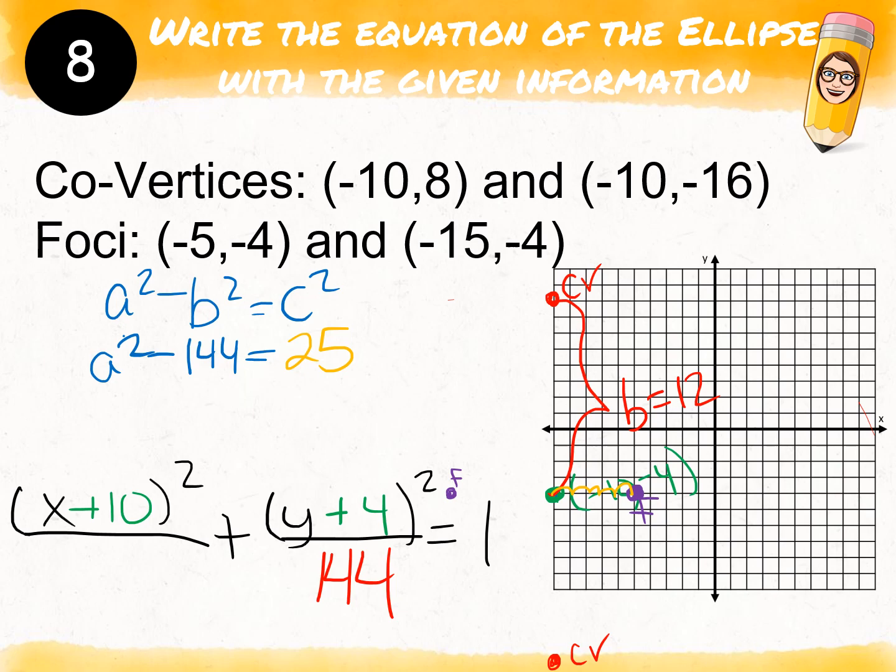Or we could count this. Take a look here. We're talking about the horizontal distance. The distance from -10 to -5 is 5. 5 squared. Couple ways you could think it through, right? All right, let's add 144 to the other side. That's 169. I don't need to square root that because we want a squared under the x value.